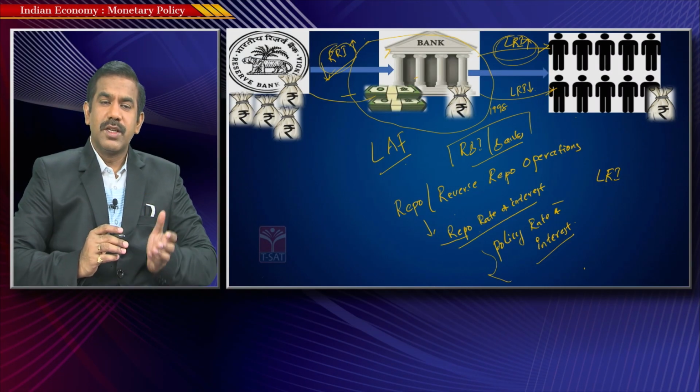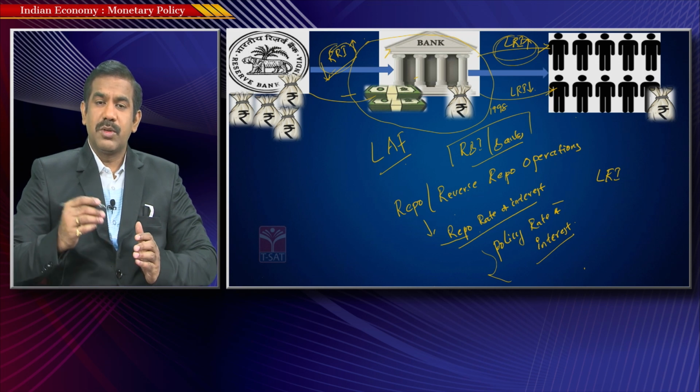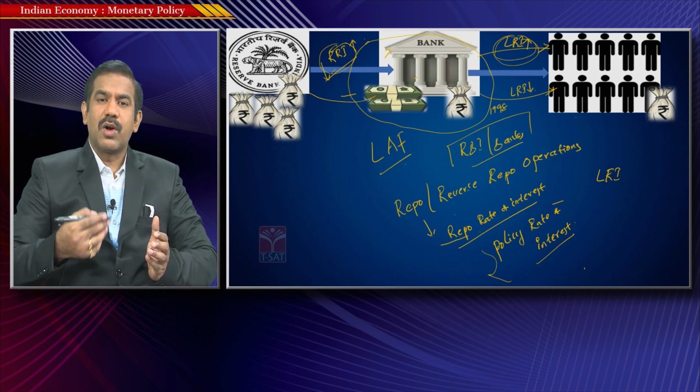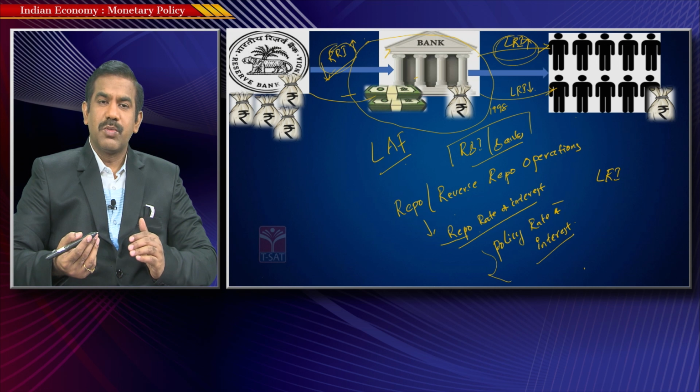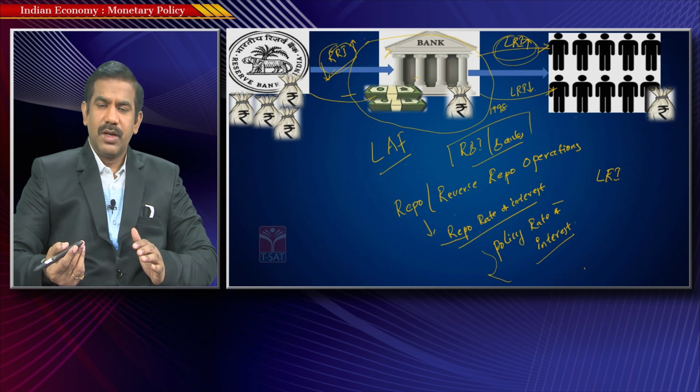When the RBI decreases the repo rate of interest, the lending rate of interest charged by the banks to the markets decreases. So an increase in repo rate is a tight money policy or a contractionary policy. A decrease in repo rate is an easy money policy, or what you call an expansionary policy.